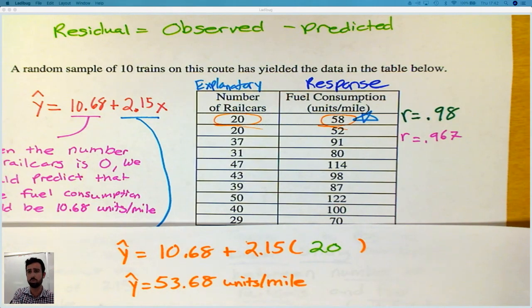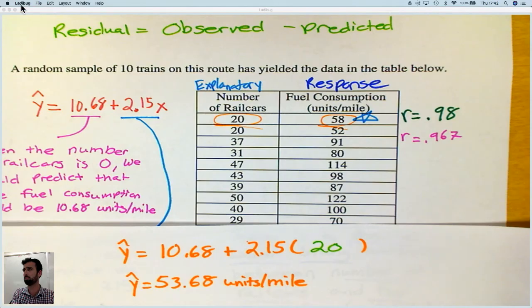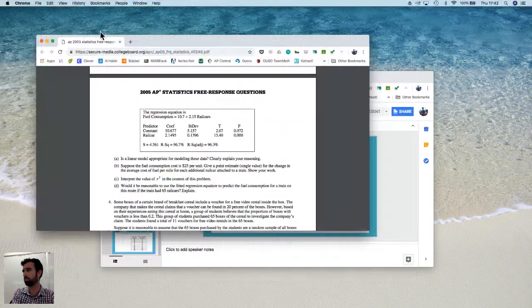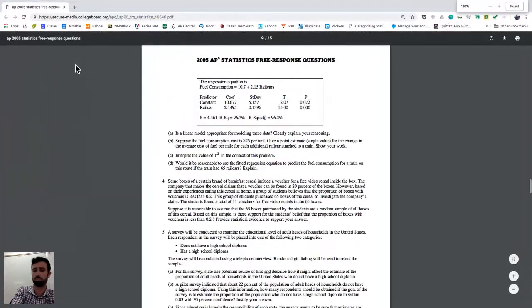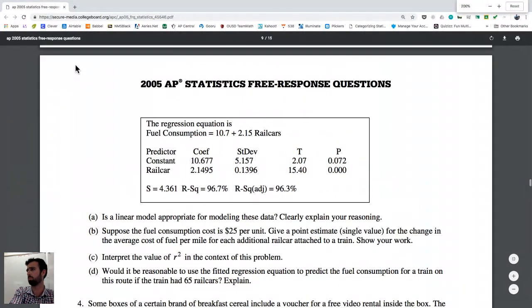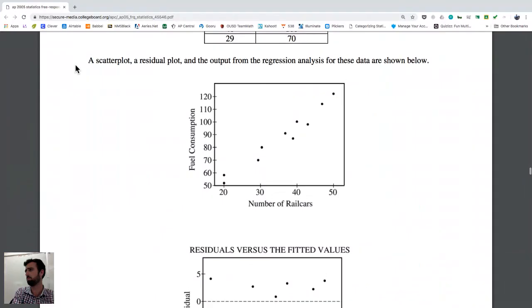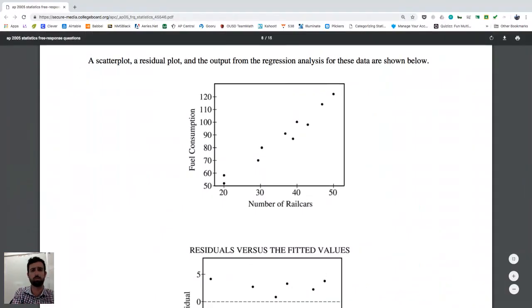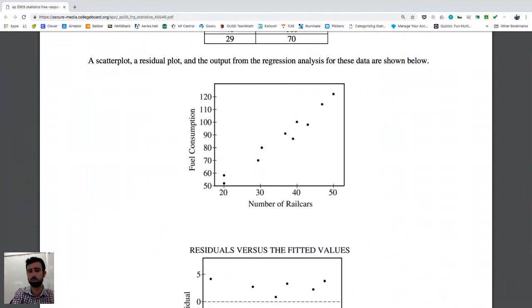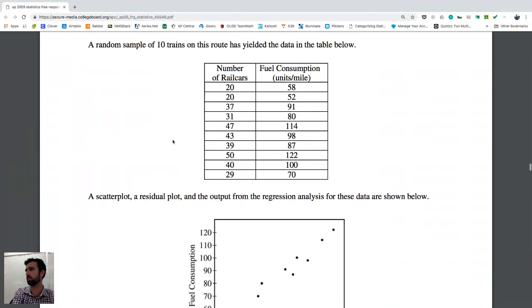I'm going to quickly go to the AP problem. I didn't print out the whole thing, but I'll go to the AP problem just so we can see what kind of questions they asked. And actually, let me show you what they asked. Close this. So here was the AP problem that I pulled from. And here they have... oh no. Yeah, this is 2005.